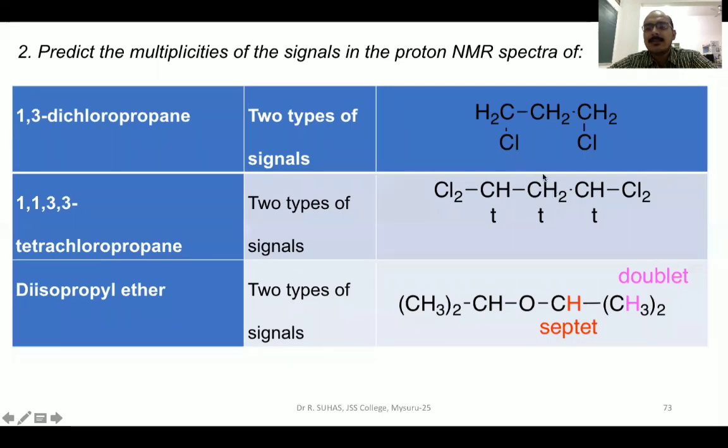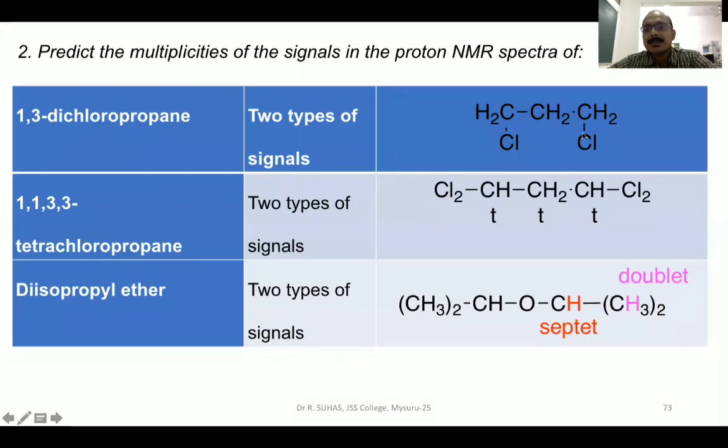Now we come to this carbon. This has got CH2, whereas the neighbor is here 1, here 1. 1 plus 1 is 2. n is 2 here, so 2 plus 1 is 3. That's why you are going to get a triplet, and we are going to have two types of signals. These two will give one signal, and this one will give another signal. You are going to get two types of signals.